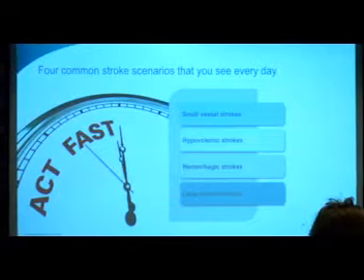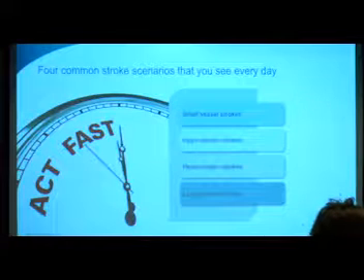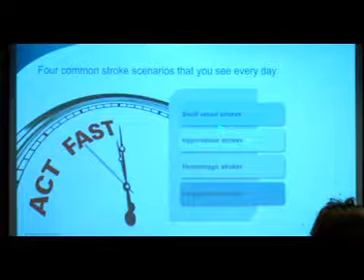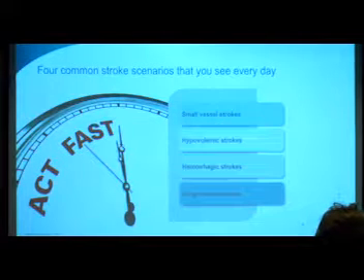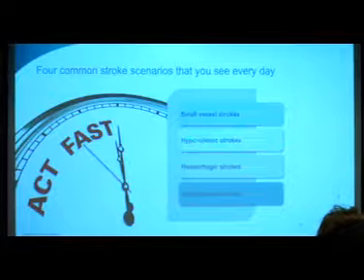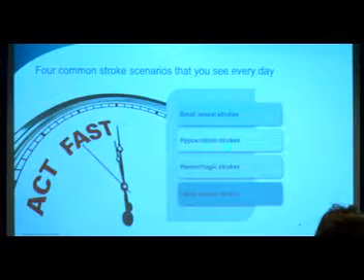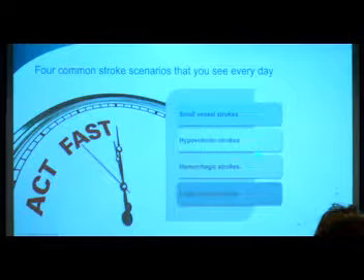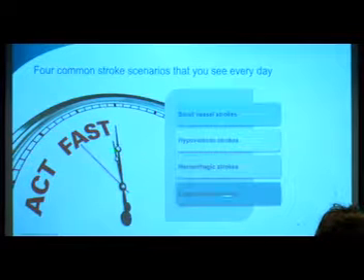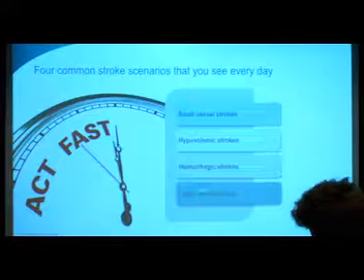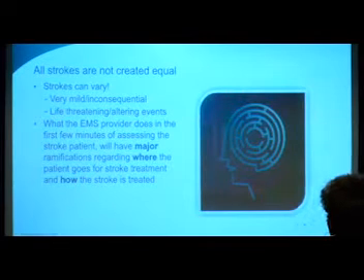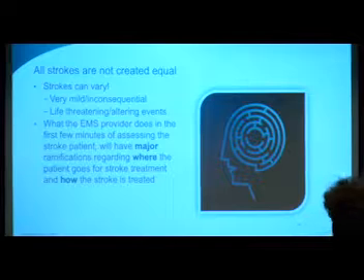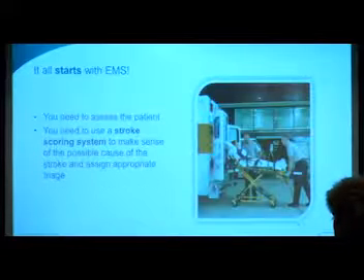And these are the four common stroke scenarios that you see in the field. We have the small vessel strokes. The majority of strokes end up being small vessel. We do have hypovolemic strokes from cardiac reasons, septic reasons. Then the hemorrhagic stroke, about 13% of all strokes. Large vessel, about 30 to 40% of all strokes.